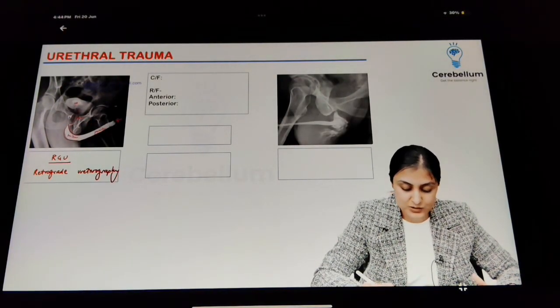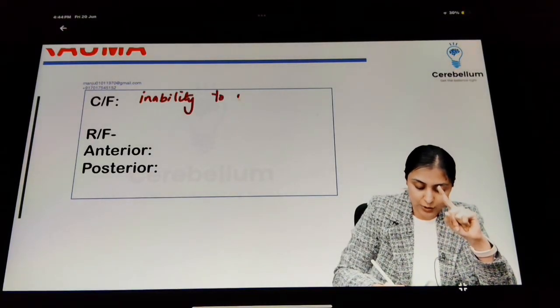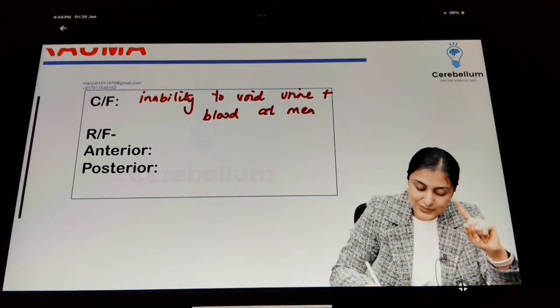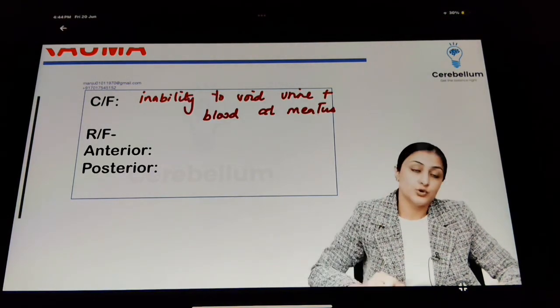First of all, when will you suspect? What will be the history? Here, the patient will give you 2 buzzwords. First buzzword is inability to void. The patient will not be able to void urine. And secondly, we will see that there is blood at the meatus. So this is very, very important, that inability to void urine with blood at the meatus is the hallmark of urethral trauma. You need to remember the risk factors.